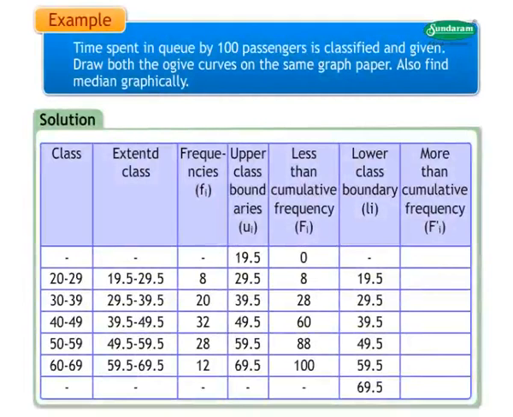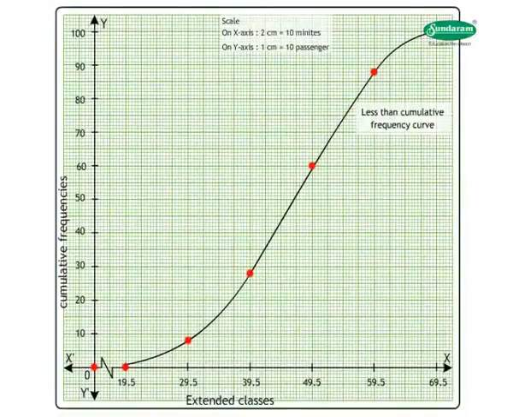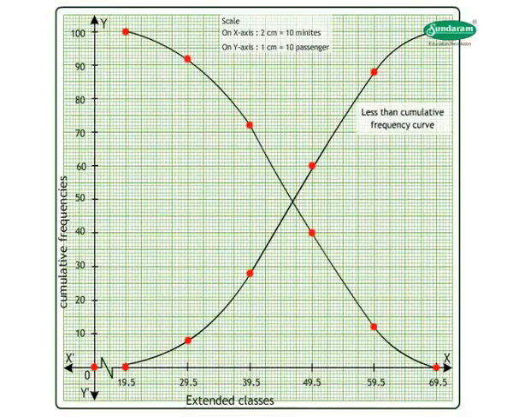Now we find the more than type cumulative frequency by adding class frequencies from bottom to top and place it against lower boundary of the class. We take an additional point, upper boundary of the last class 0. Here it is 69.5, 0. We plot the points L1, F1 and join the successive points by smooth freehand curve. We get more than type frequency curve.